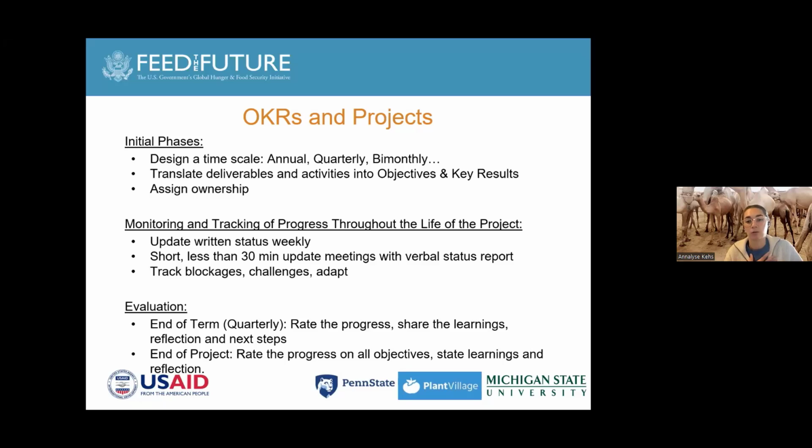So we use a quarterly basis at the Innovation Lab, but you can also do bi-monthly. You can do an annual basis, which is where you set your overall goals and key results for the project. It's purely up to your team and how your project is designed. And then you also want to translate your deliverables and activities from the project proposal into objectives and key results and assign ownership at this stage.